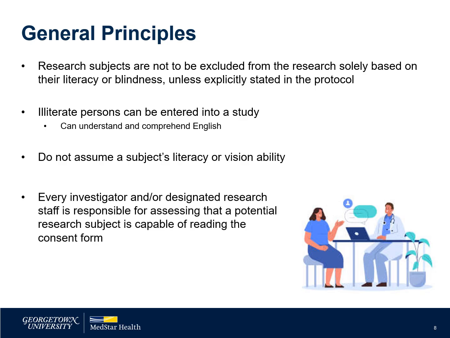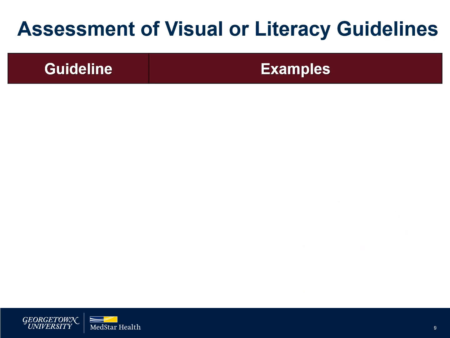Before asking a potential research subject to review and sign an informed consent form, every investigator and/or designated research staff is responsible under the informed consent process for assessing that a potential research subject is capable of reading the informed consent form. There are several ways to properly assess visual or literacy of potential subjects.